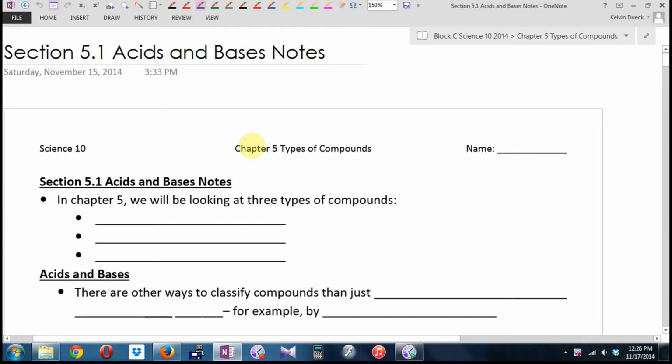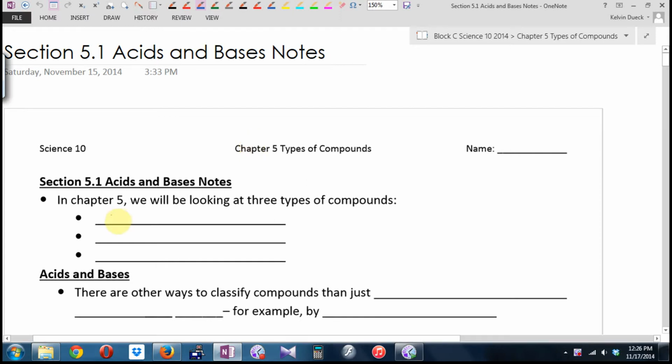So chapter 5 is actually called types of compounds. There are many types of compounds. In fact, you can do in university an entire course for an entire year on just one type of compound, looking at all the subtypes within it. But in this chapter, we're going to look, Julia, at three main ones.